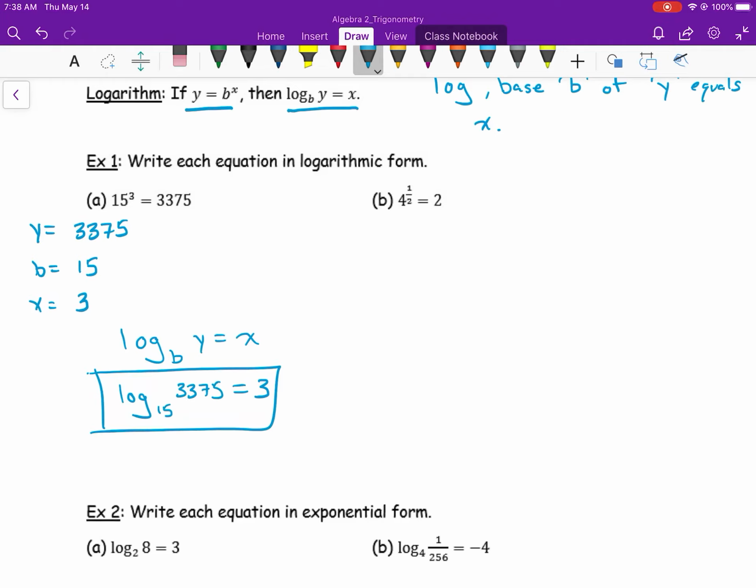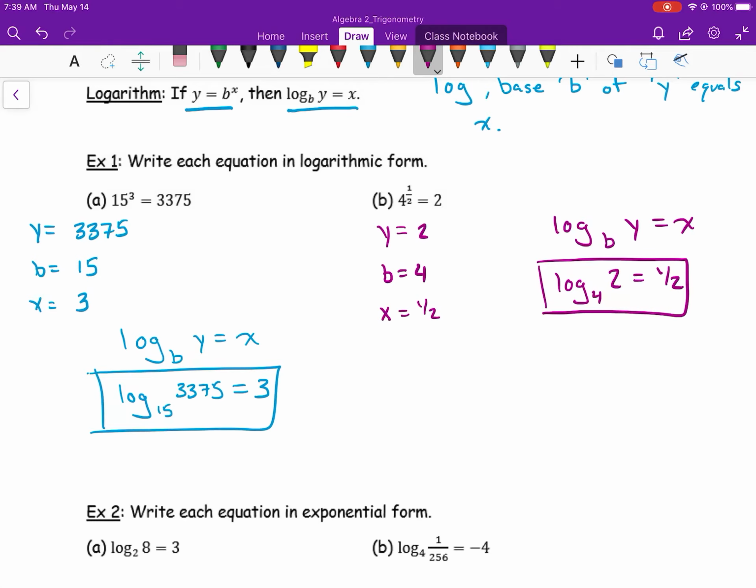If you Google scientific calculator or have a graphing calculator, you can press the log button on there. For b, same thing. y is 2, the base is 4, and x is 1/2. Log base b of y equals x, so log base 4 of 2 is equal to 1/2. So far, so good. Just plugging in and rearranging things.